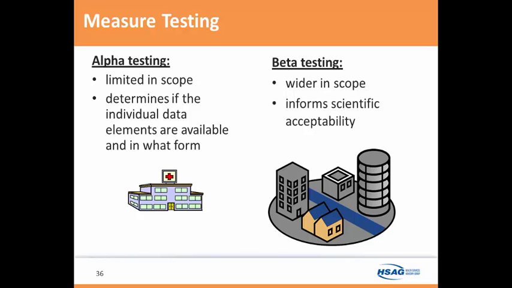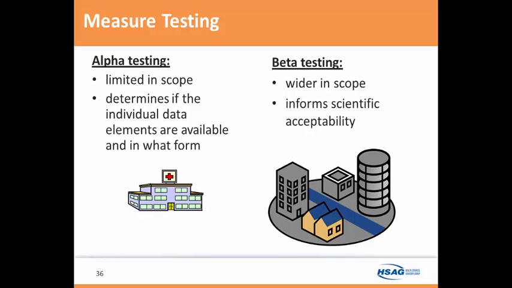The second stage of testing is beta testing. Beta testing, also called field testing, generally occurs after the technical specifications have been developed and is usually larger in scope than alpha testing. In addition to gathering further information about feasibility, beta tests serve as the primary means to assess the scientific acceptability and usability of a measure, as well as to augment previously obtained information on the importance and feasibility of the measure.